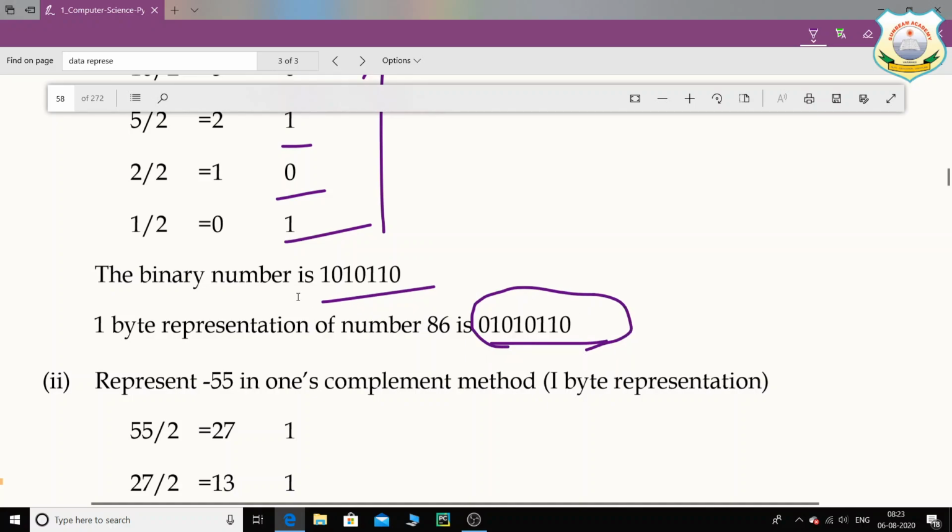So how many bits were there? 1, 2, 3, 4, 5, 6, and 7 bits. So only 1 zero they added, that is, they have prefixed this number with a 0. So that is an 8-bit representation, that is, 1 byte they have represented.